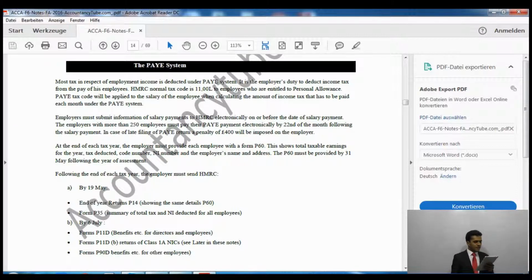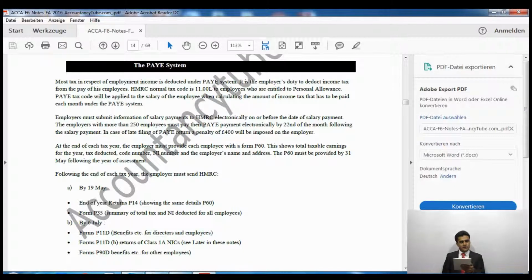At the end of each tax year, the employer must provide each employee with a P60 form. A P60 form is issued to employees at the end of the tax year, and it details the tax paid during the tax year, what the earnings were, how much national insurance contribution was deducted, and the employer's name and all the details. This shows the total taxable earnings for the tax year, tax deducted, code number, NI number, and employer's name and address. The P60 must be provided by 31st May following the year of assessment. So if it is tax year 16-17, it must be provided by 31st of May 2017.